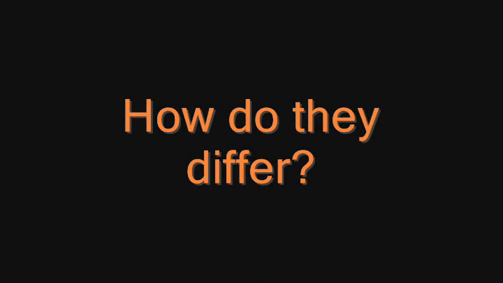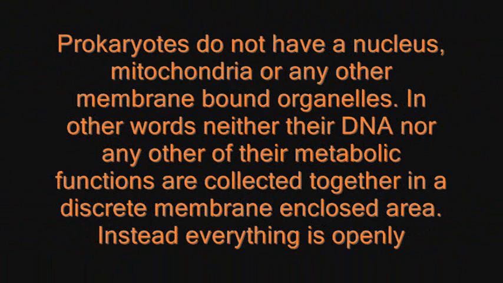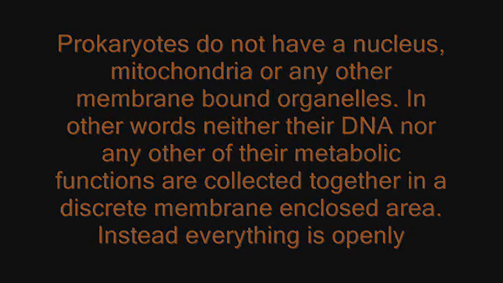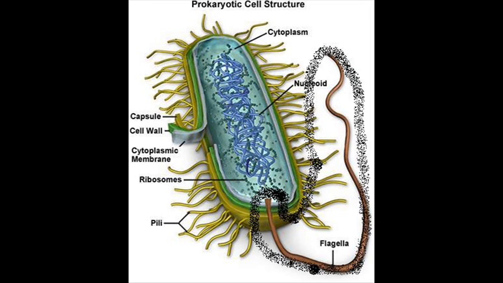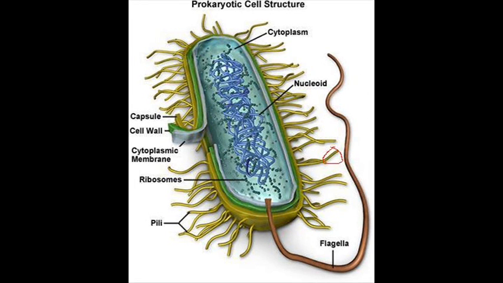So how do they differ? This is the definition of prokaryotes. Please read. This is my third attempt to record my voice in this part. So as you can see, the nucleoid in the middle is scattered. This is the flagellum, and the tiny red circle over there, that hairy thing, is the pili.